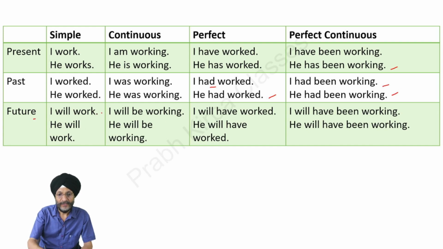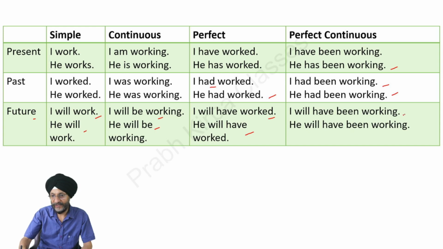Future simple: I will work, he will work, they will work. Future continuous: I will be working, he will be working. Future perfect: I will have worked, they will have worked. And in the case of future perfect continuous, the examples are I will have been working, he will have been working.